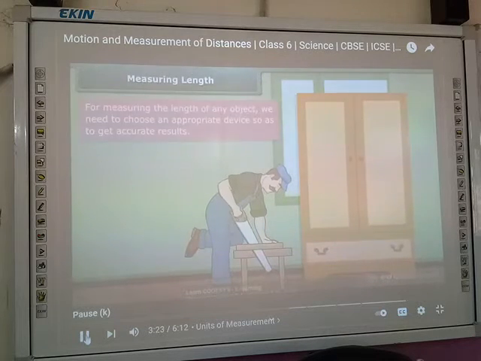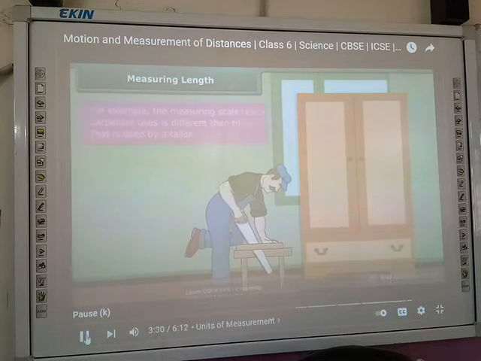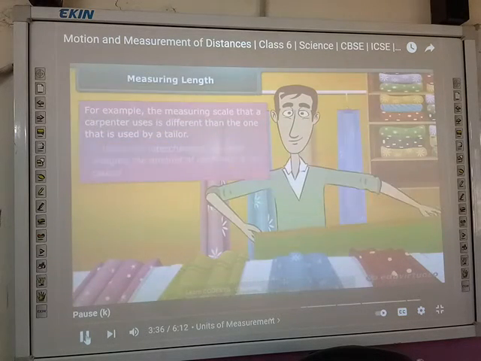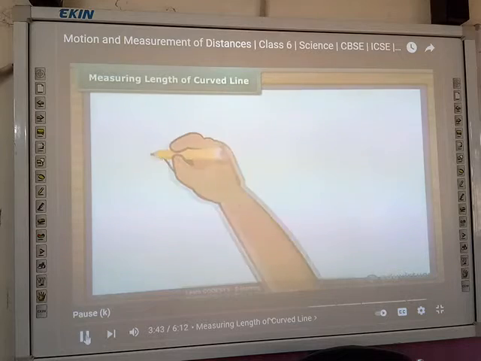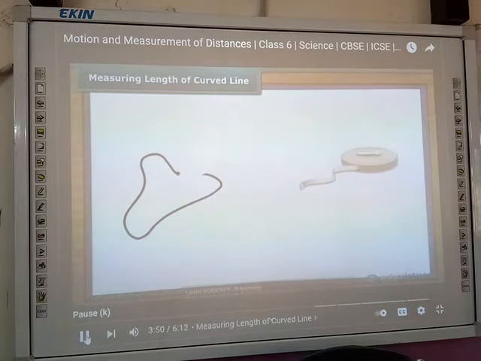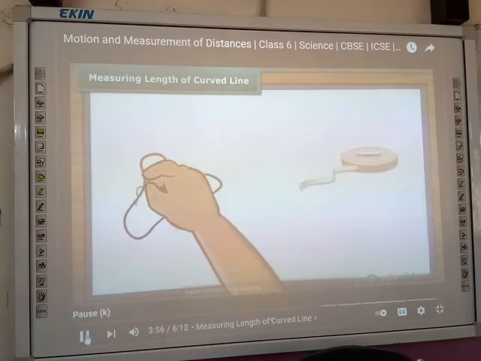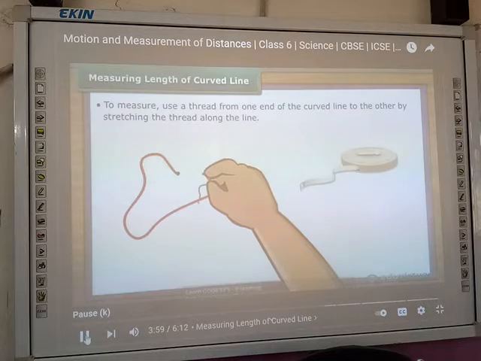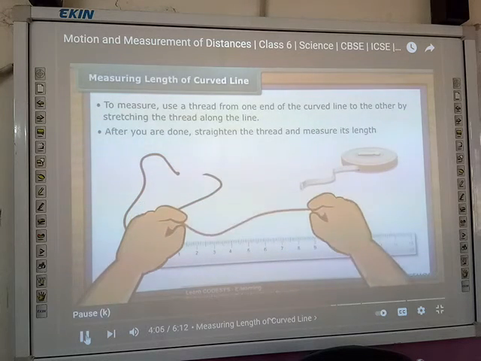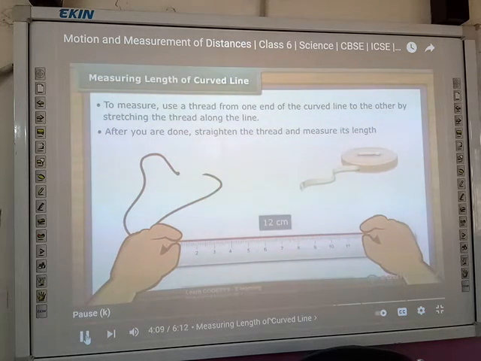Measuring length. For measuring the length of any object, we need to choose an appropriate device so as to get accurate results. For example, the measuring scale that a carpenter uses is different than the one that is used by a tailor. If these are interchanged, you can imagine the amount of confusion it will cause. Measuring length of curved line. To measure a curved line, the standard measuring tape will not be enough. You will have to use a different mechanism to arrive at the correct length of the curved line. To measure, you will use a thread along the line of the curve. You will use the thread from one end of the curved line to the other end by stretching the thread along the line. After you're done, straighten the thread and measure its length. You will know the length of the curved line accurately.